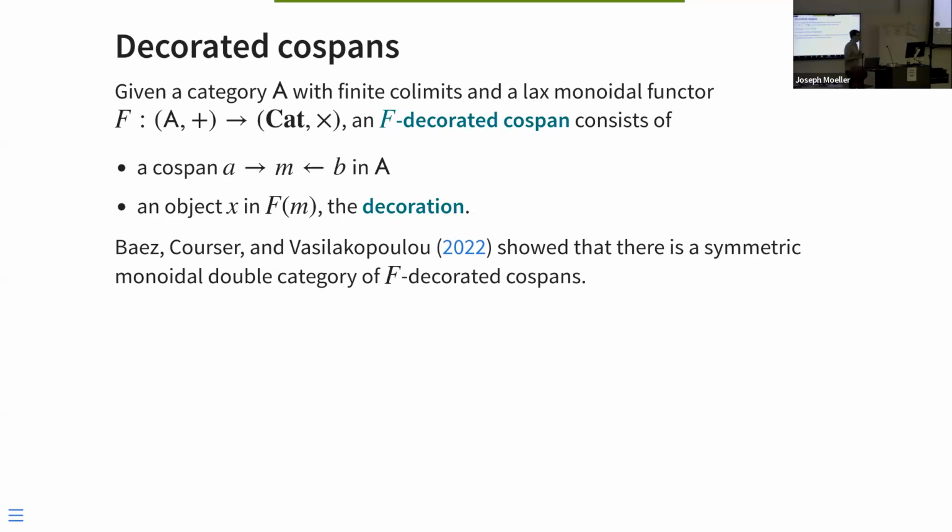So the way that decorated cospans work is that you start with a category A that has finite colimits, and then you have a lax monoidal functor from A, viewed as a monoidal category with the coproduct, into Cat with its Cartesian product. And given that data, you can construct a double category of F-decorated cospans, where one of those things consists of a cospan in A, and then along with that, an object in F applied to the apex of that cospan, which we think of as being a kind of decoration. And building on Brendan Fong's work in a more restrictive setting, Baez, Courser, and Vasilakopoulou showed that there's a symmetric monoidal double category of these things.